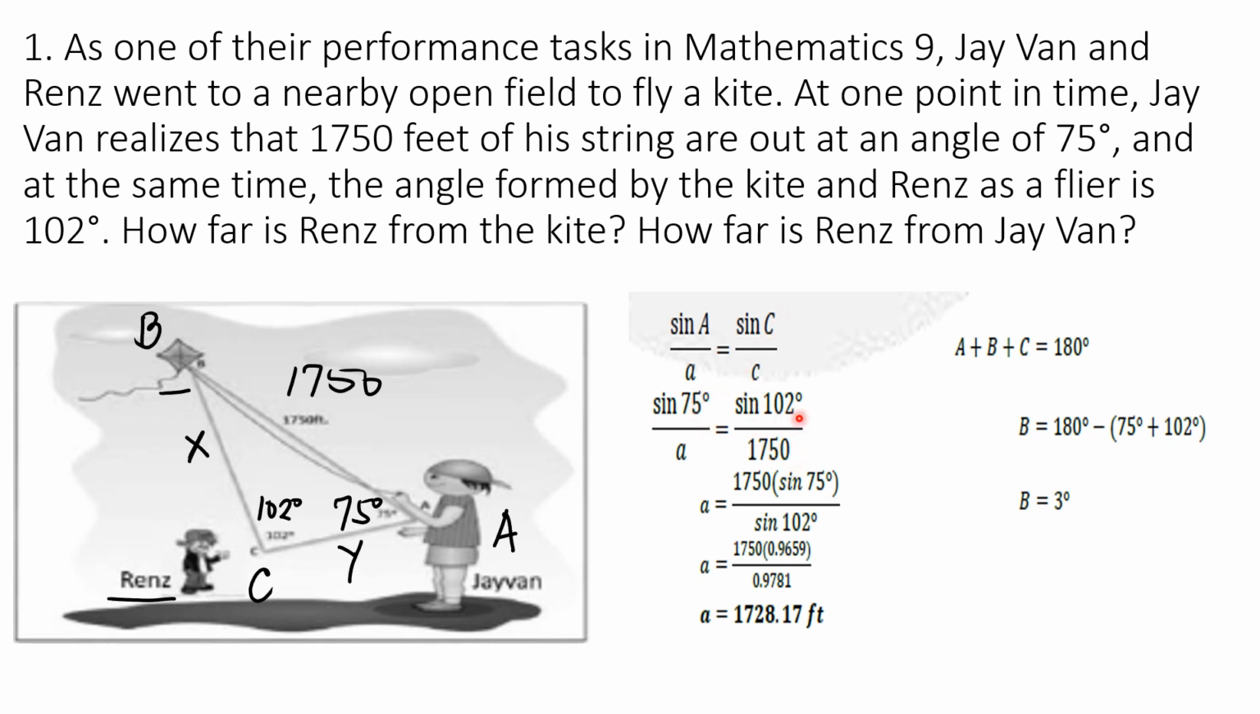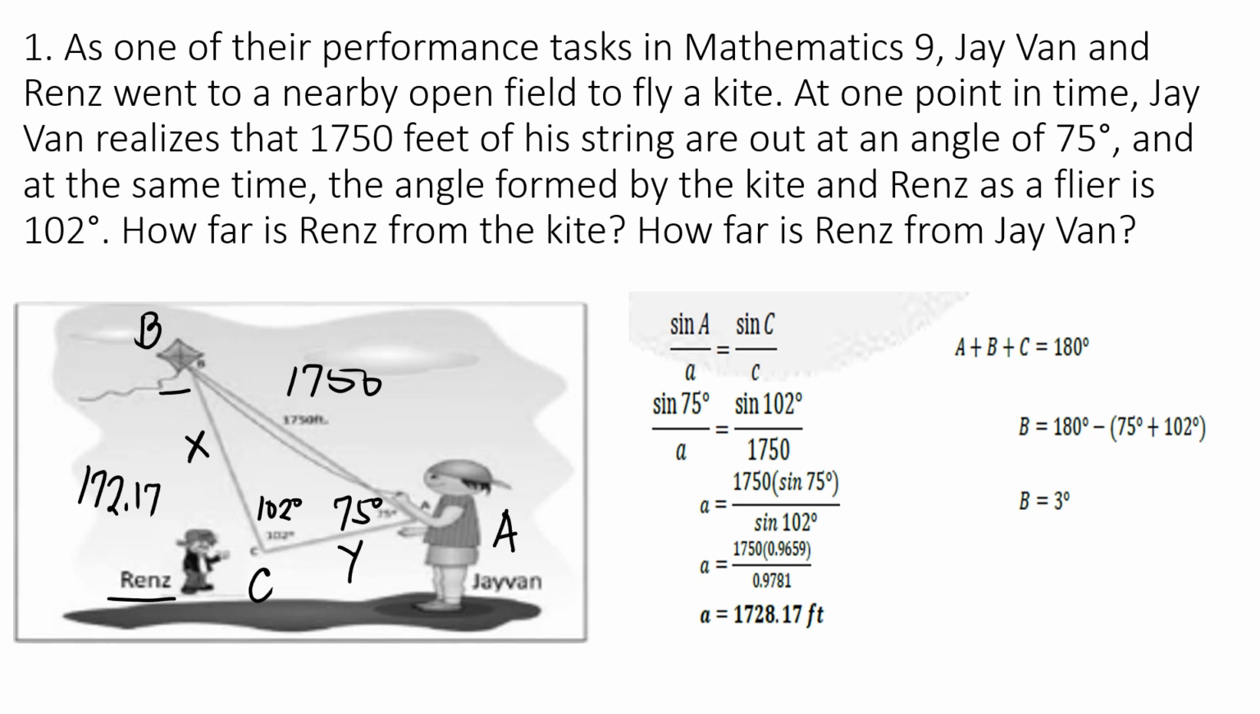Again, we have 102, and then your side C is 1,750, and then your A, which is your x, is the unknown. By cross multiplication, we have 1,750 times sine 75 all over sine 102. By using your calculator, we have 1728.17 feet. So that is already the distance of Renz to the kite.